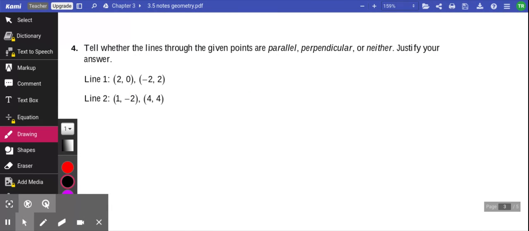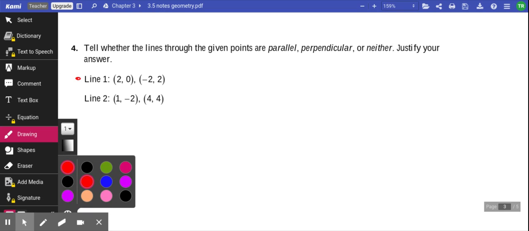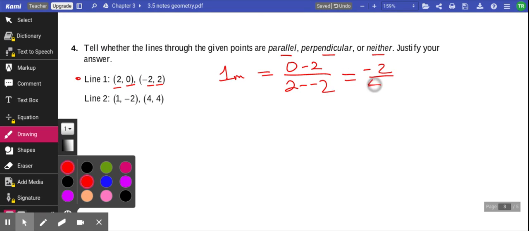Okay, so here, this is just like what we did before. It's just actually less chaotic. They give us 2 points on each line. So on line 1, I'm going to find the slope because we want to decide if they're parallel, perpendicular, or neither. So the slope of line 1, I'm going to take the y's and subtract them. So 0 minus 2. I'm going to subtract the x's, 2 minus -2. So I end up with -2 over 4, which is -1/2.